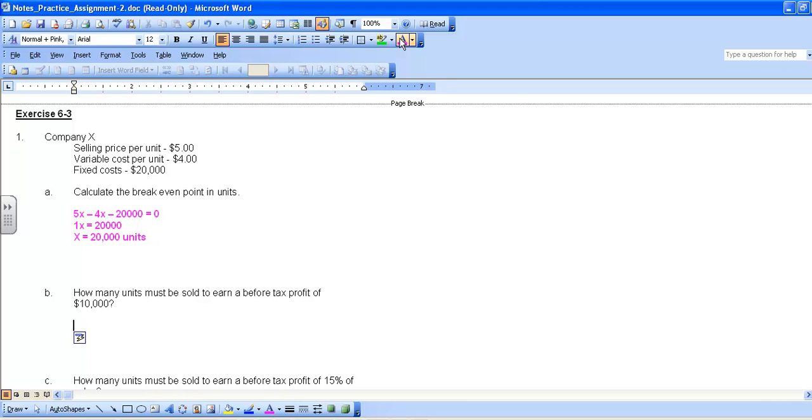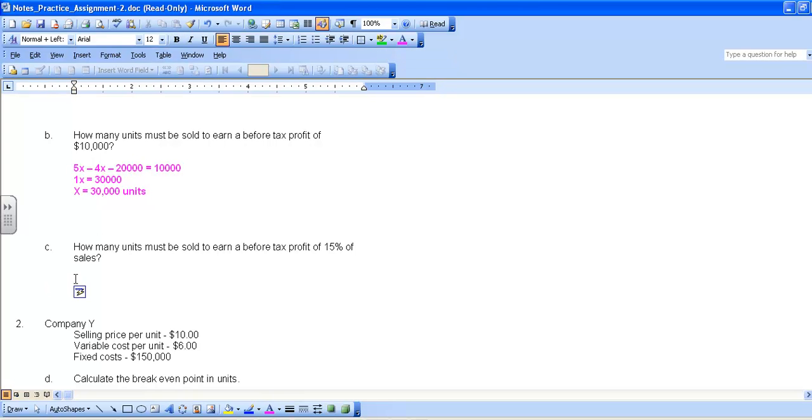How many units must be sold to earn a before tax profit of $10,000? So we have 5x minus 4x minus 20,000 equals 10,000. So we have 1x equals 30,000, so x equals 30,000 units.